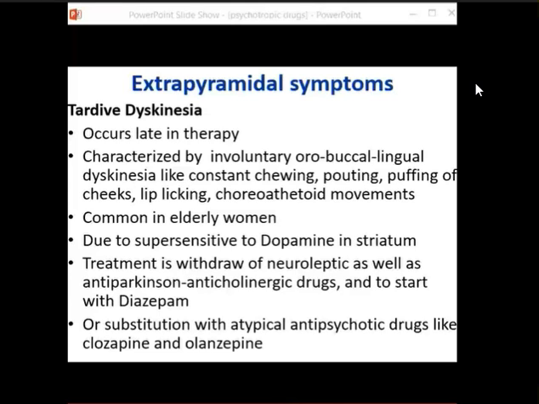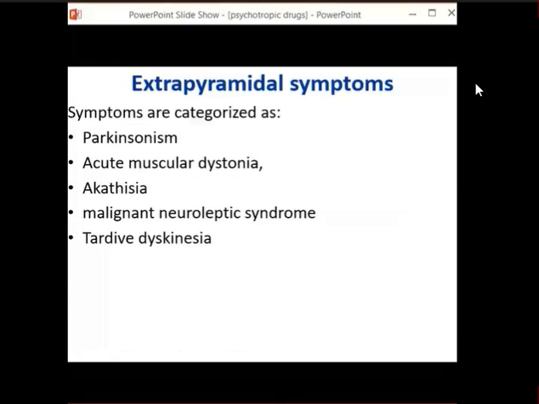Here, the patient should be treated by withdrawing the neuroleptic drugs, and if the patient is taking any anticholinergic anti-Parkinsonian drug, that should also be stopped, and start with diazepam. Or we can go with an atypical antipsychotic drug like clozapine and olanzapine. So that's the management for tardive dyskinesia. So the extrapyramidal symptoms are the Parkinsonism-like symptoms, acute muscular dystonia, akathisia, malignant neuroleptic syndrome, and tardive dyskinesia.